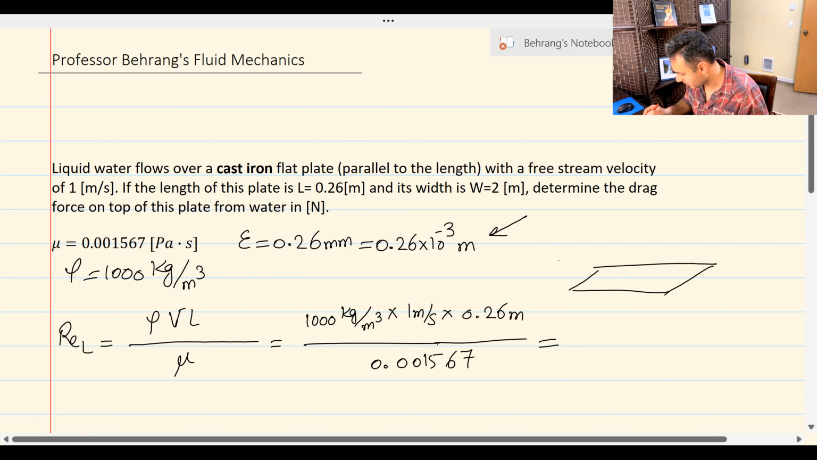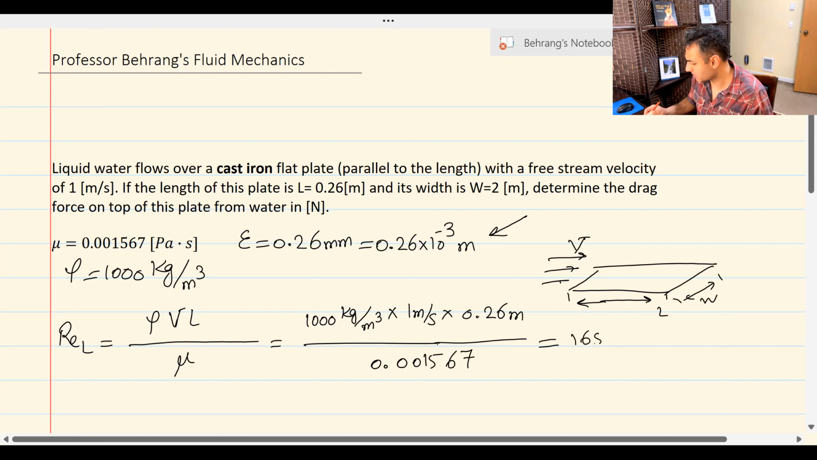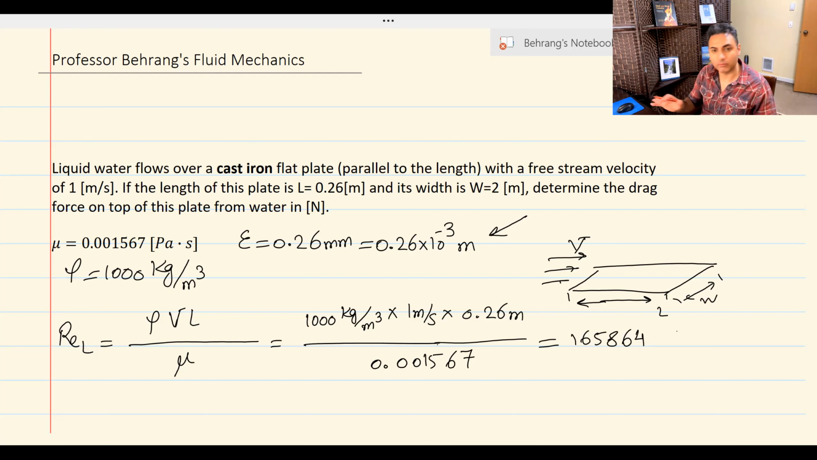So this is the plate and the flow is going over it. This is L and this is W, like this. The flow is parallel to L, right? That's what it is. I already calculated the Reynolds number. It happens to be 165,864. This Reynolds number is less than 10 to the 6th. It's less than 5 times 10 to the 5th too. But because it is cast iron, you can't say this is laminar flow. No, this is not laminar flow. You have cast iron. It's a rough plate. Because it's a rough plate, it's going to be turbulent flow.